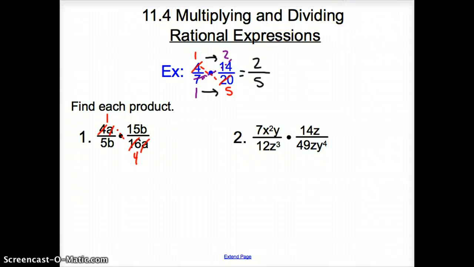Now let's go the other kitty corner. Here we have 15 and 5. That's a 1. Here is a 3. And then I can cancel out my b's. There's nothing left to be canceled out top and bottom. So now you just multiply across. So it's 1 times 3, which leaves me with 3 over 1 times 4, which leaves me with 4 for my final answer.